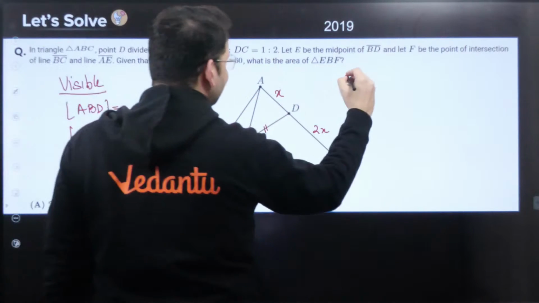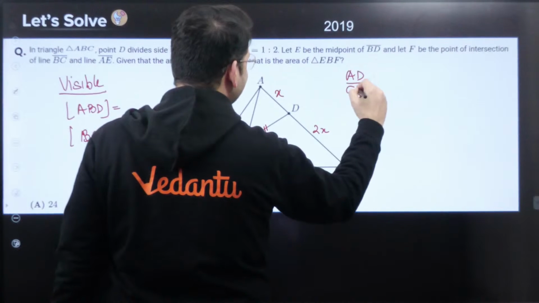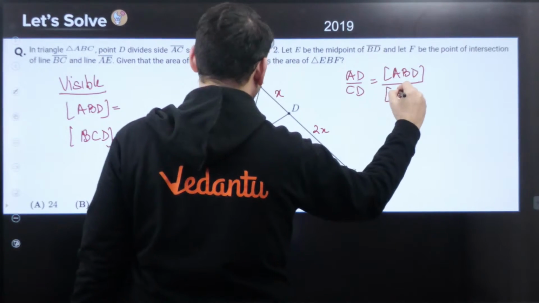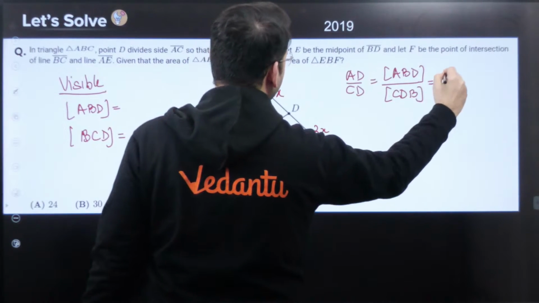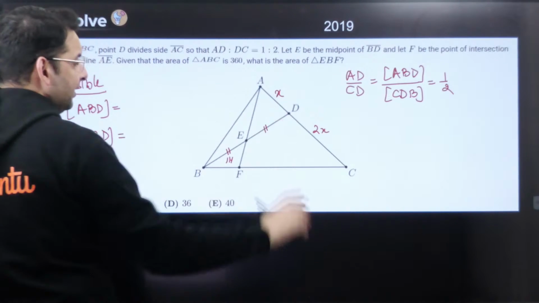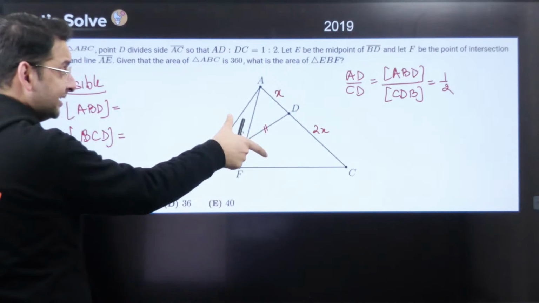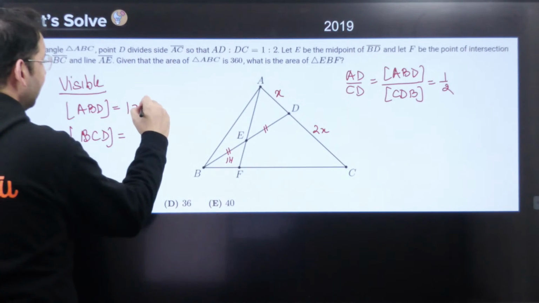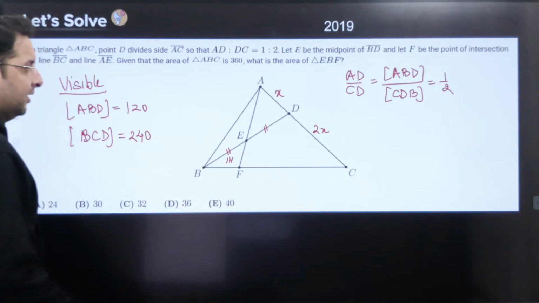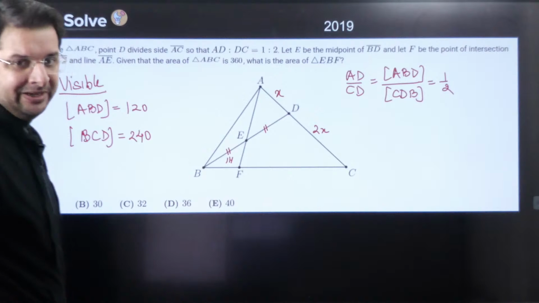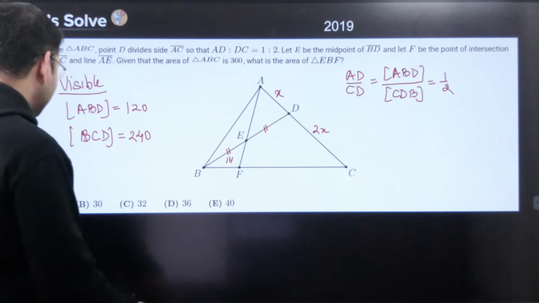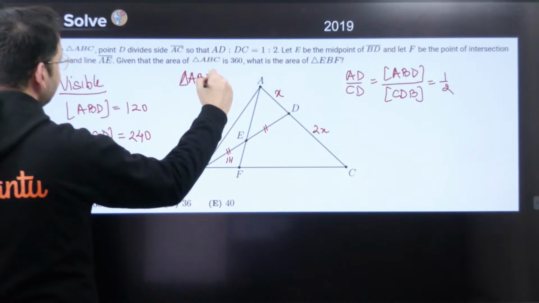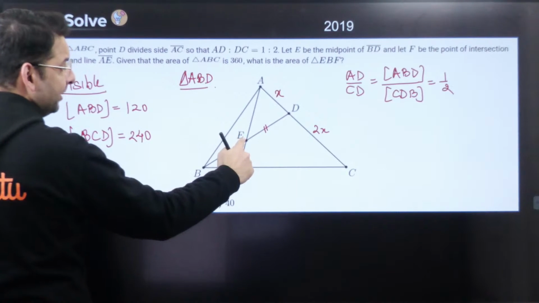can I say AD upon CD is equal to area of ABD upon area of CDB. This is actually equal to 1/2. And the total is 360, so divide 360 in the ratio 1:2. So this will be 120 and this will be 240. I hope this is clear. 120, 240. Perfect. Also, now let us consider triangle ABD. Look at triangle ABD, E is the midpoint.